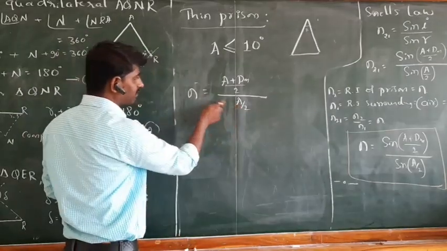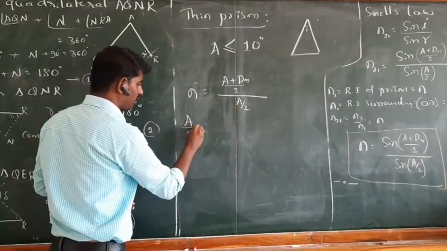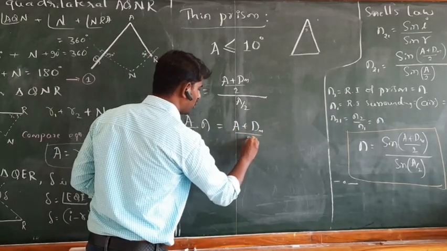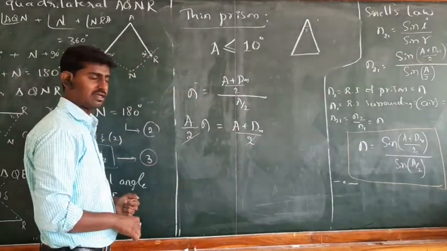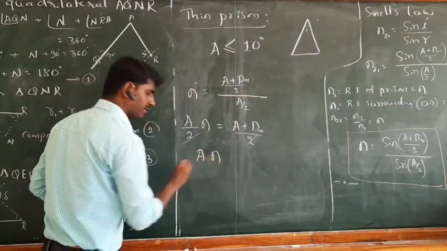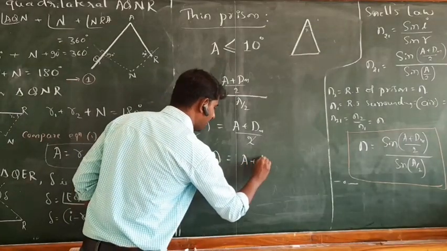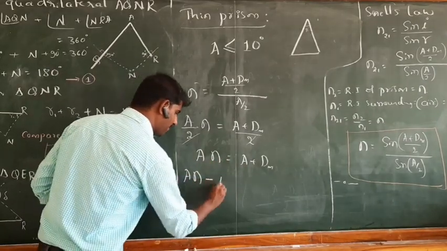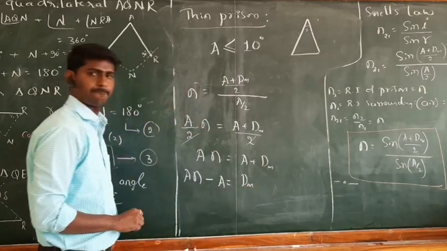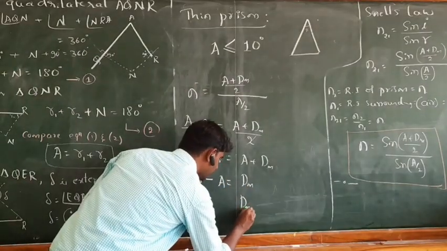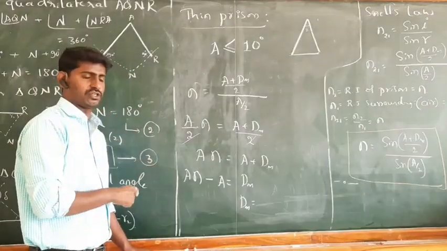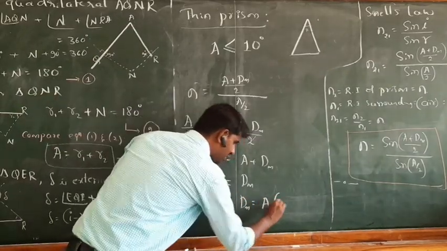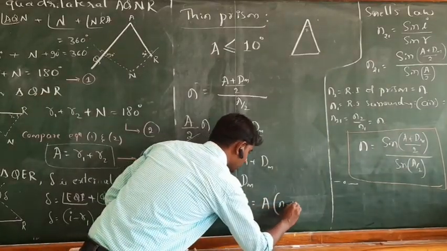Then cross multiplication. This is A divided by 2 into n equal to A plus dm divided by 2. The 2 cancels, so what remains here is A into n equal to A plus dm. Take this A to this side: A into n minus A is equal to dm. What's dm? dm is the angle of minimum deviation. So dm equals, I can take A out as common: A into n minus 1.